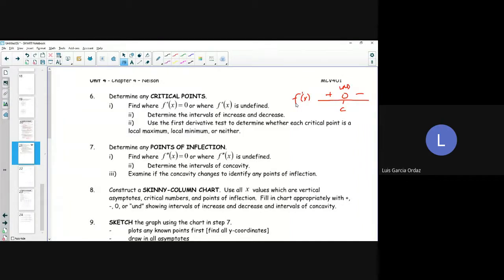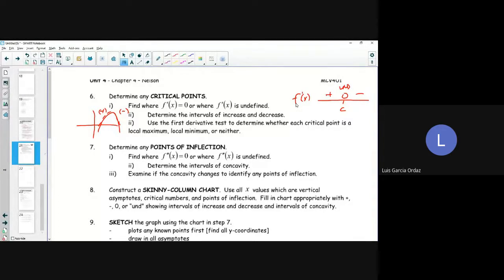Let's see. We would have a max. Okay, let's draw this. Max, max, max, or positive slope, intervals of increase, and then intervals of decrease, which means that we have a max.